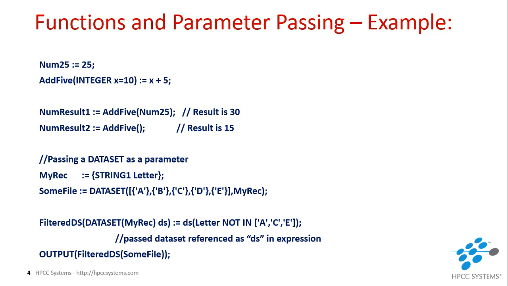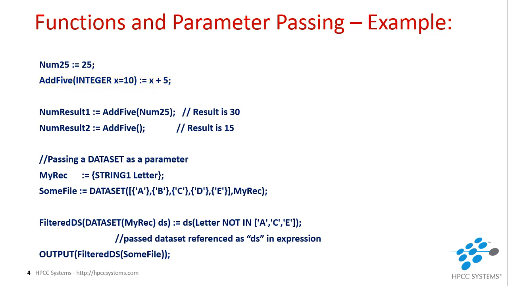So let's look at some examples of ECL functions. First, we look at passing a simple integer value as a parameter. So at the top we have an ECL definition, a value definition called num25, defined as 25. And the add5 function actually has a parameter named x, and x also has a default value of 10.